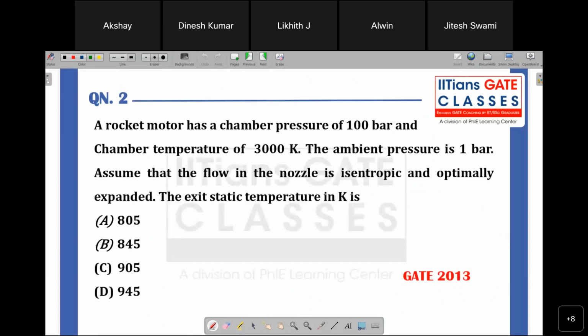So I'll take one more question on isentropic relation. I guess you can do this question. I am just giving gamma is equal to 1.4. That is not given in the question, so I am just giving you gamma as 1.4. So can anybody tell me the answer?